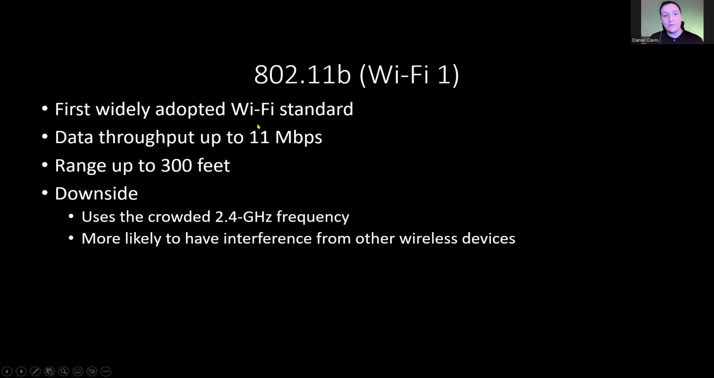This was the first widely adopted Wi-Fi standard. Data throughput was around 11 megabits per second. The range was approximately 300 feet. The downside is that it uses the crowded 2.4 gigahertz frequency, so it's more likely to have interference coming from other wireless devices.